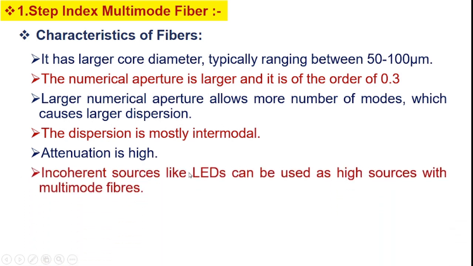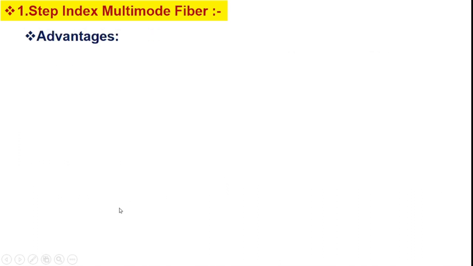Incoherent sources like LEDs can be used as light sources with multimode fibers. इस प्रकार के जो स्टेप इंडेक्स मल्टीमोड फाइबर है उसमें हम जो इनकोहेरेंट लाइट सोर्स है जैसे एलईडी है इसको भी हम लाइट सोर्स के रूप में यूज कर सकते हैं.